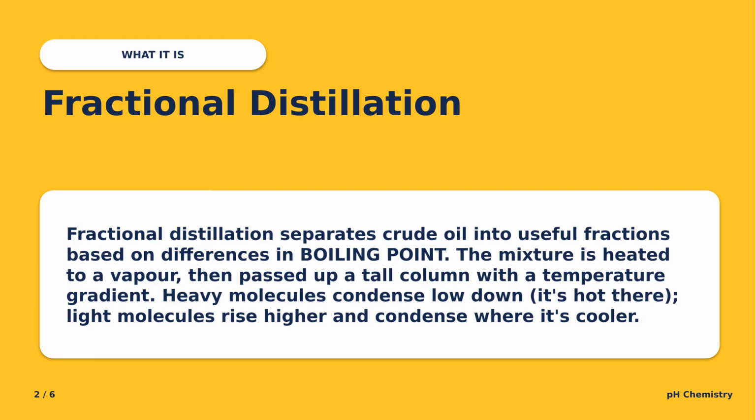Fractional distillation separates crude oil into useful fractions based on differences in boiling point. The mixture is heated to a vapor, then passed up a tall column with a temperature gradient. Heavy molecules condense low down, it's hot there. Light molecules rise higher and condense where it's cooler.